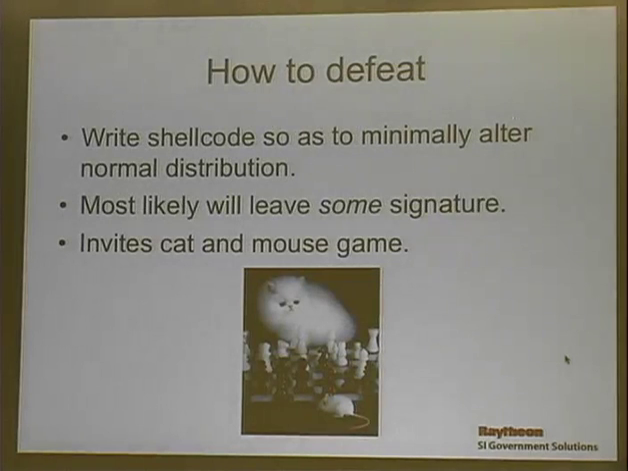So with every tool, there's a way to defeat it. And how would you defeat something like this? Well, you would have to write your shellcode in such a way as to minimally alter the statistical distribution. But even if you could do that, you would most likely leave some kind of signature. And again, it invites that famous cat and mouse game between tool builders and attackers, where the tool builders come out with something, and the attackers find a way out of it.